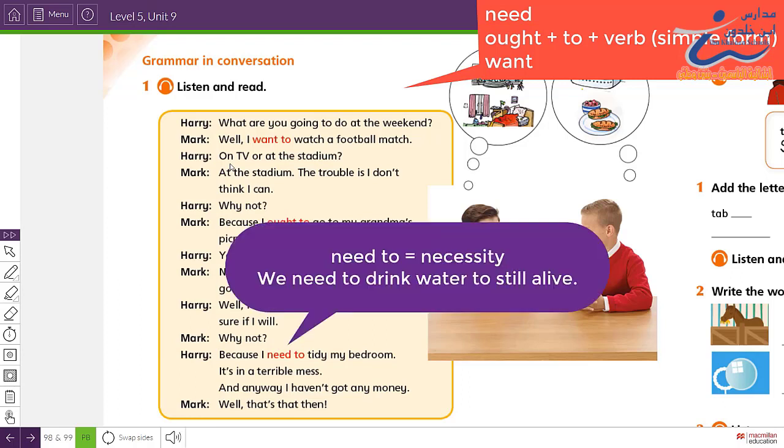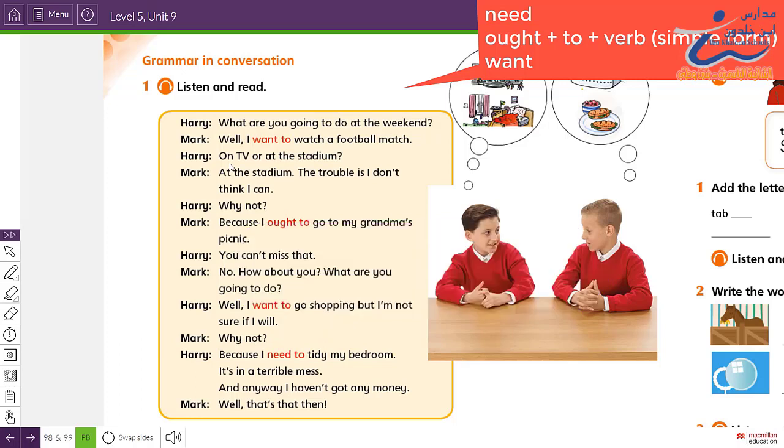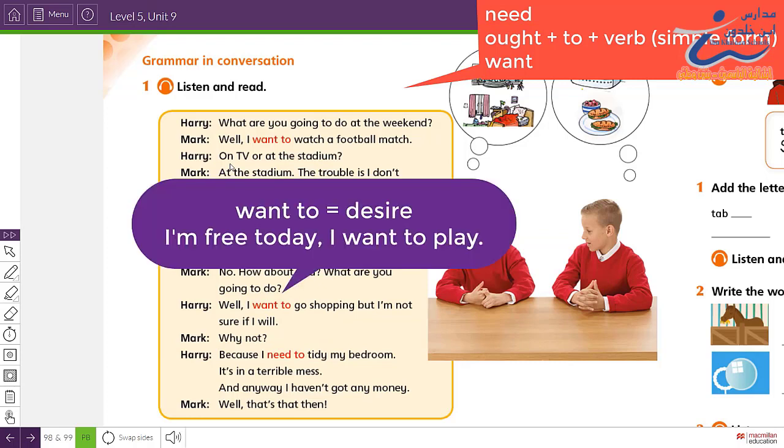Let's deal with need to first. Need to represents necessity. When I say we need to drink water to stay alive, we cannot stay alive without water. So need to represents necessity. Okay? And want to represents desire. When I say I'm free today, I want to play.